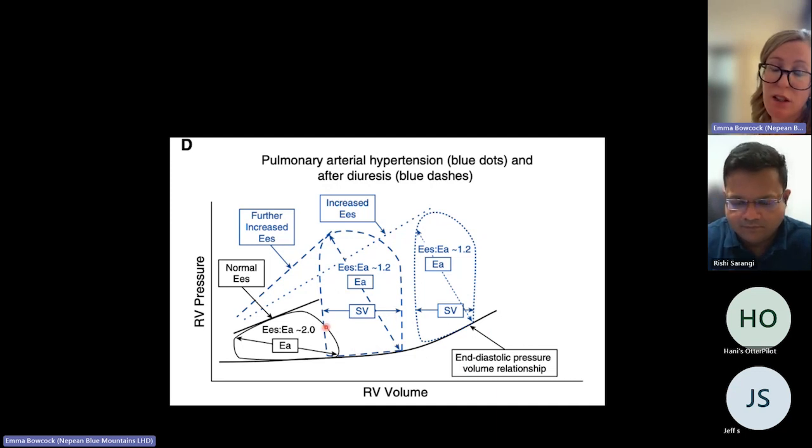So he has chronic pulmonary hypertension. Because he's sick, he's sort of shifted up here. He's had a bit of fluid resuscitation. He's dropped his stroke volume. His coupling index has gone down. And we actually just gave him a furosemide infusion and a low dose dobutamine, and he got better.